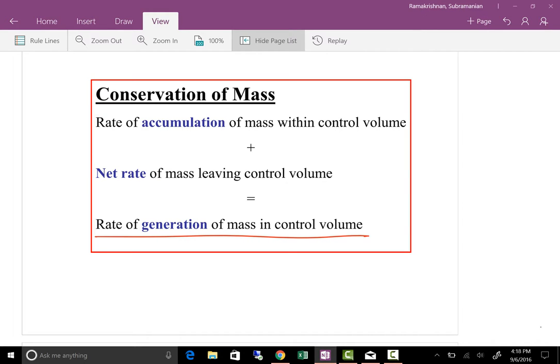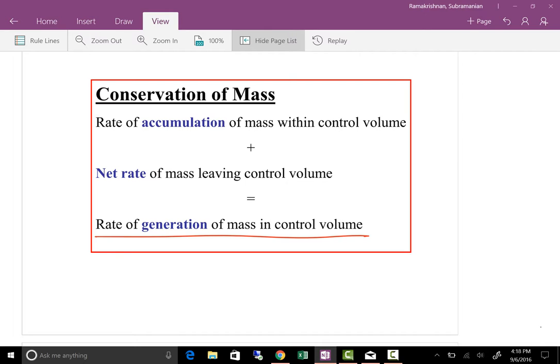In a number of instances, this term is 0, so basically the right hand side is 0. But there are going to be instances when you go to, say, kinetics and reactor design where the right hand side is not going to be 0, right, because of chemical reactions occurring.